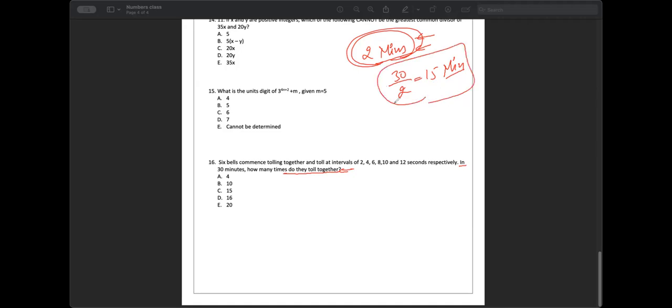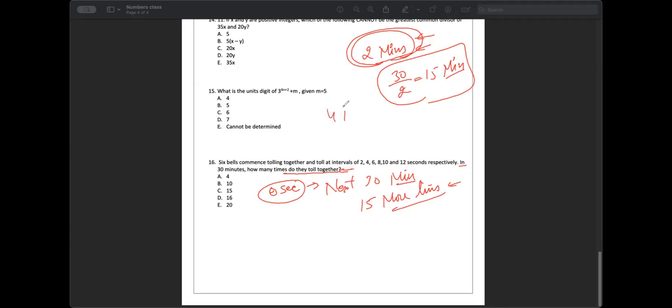I think I did something wrong over here. No, actually 16 is correct. That's what I wanted to check. Why did you do 16? See, let them start together at 0 seconds, I mean, at the beginning. And in the next 30 minutes, they'll toll 15 more times. Right, Jay? Does that make sense? Yeah, I just did 30 by 2.